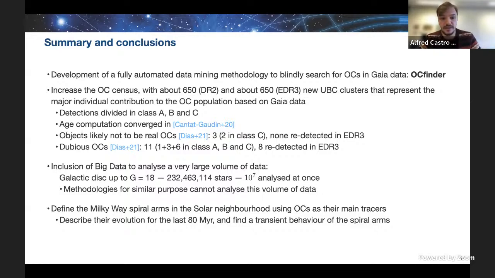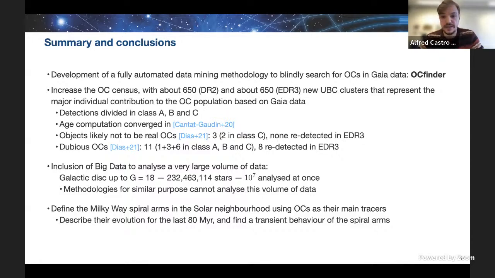Yeah, so this was possible due to the inclusion of a data mining framework. Let's say a big data framework, and we were able to analyze hundreds of millions of sources, but only, let's say, tens of hundreds analyzed at once, and this gives us a huge advantage over other methodologies.